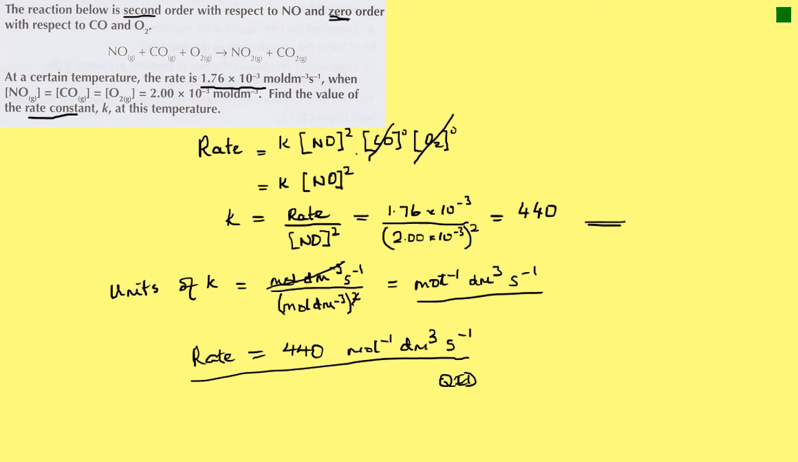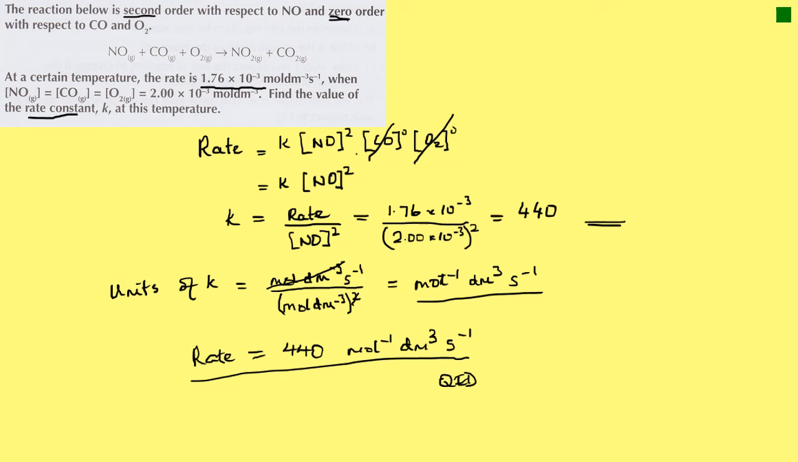There we are, so we have a rate equation. Now the first thing we want to do is recognize that anything to the power of 0 is 1, so we can just ignore carbon monoxide and oxygen as far as the rate equation is concerned. So let's just write that out clearly. Rate equals the constant times concentration of nitrogen monoxide squared. However, the question is asking us for the rate constant, not the rate.